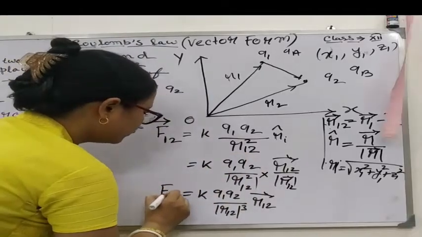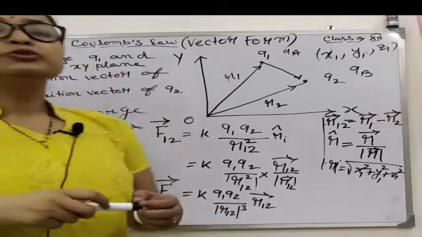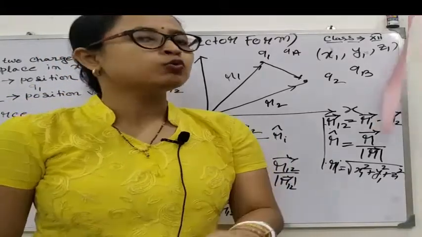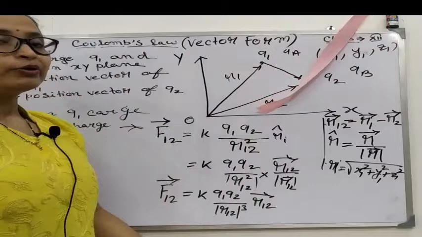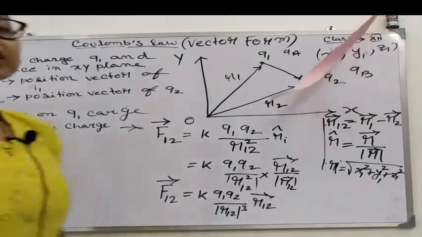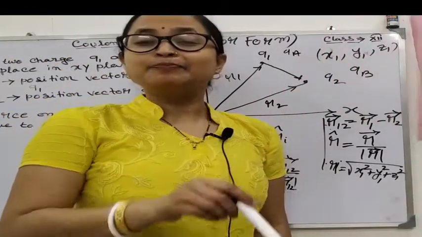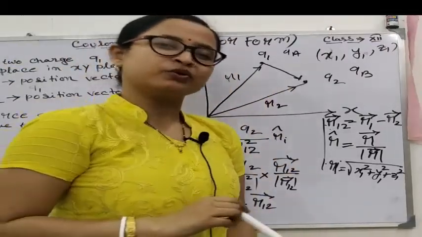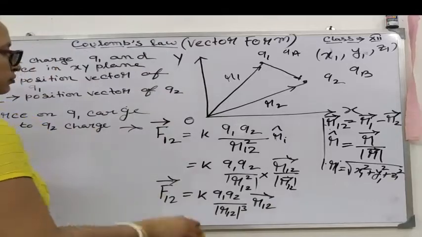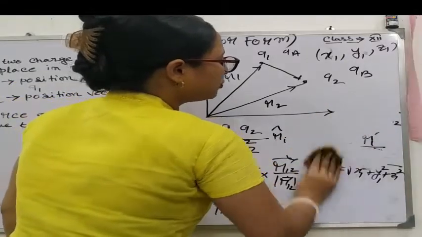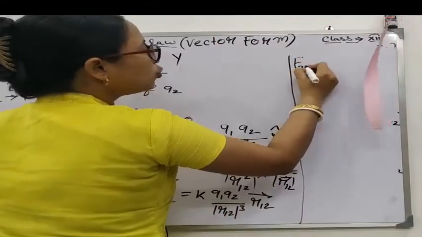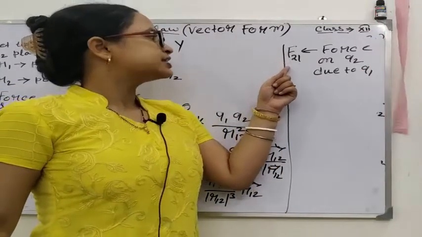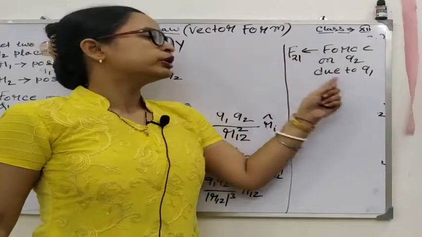This is the vector form of Coulomb's law, and F12 is the force applied on charge Q1 due to the charge Q2. You can take a screenshot of this. Now similarly, you can find the force applied on the charge Q2 due to the charge Q1 also. Let us find here so that we can compare. Now force on Q2 charge will be written as F21, that means force on Q2 due to Q1.